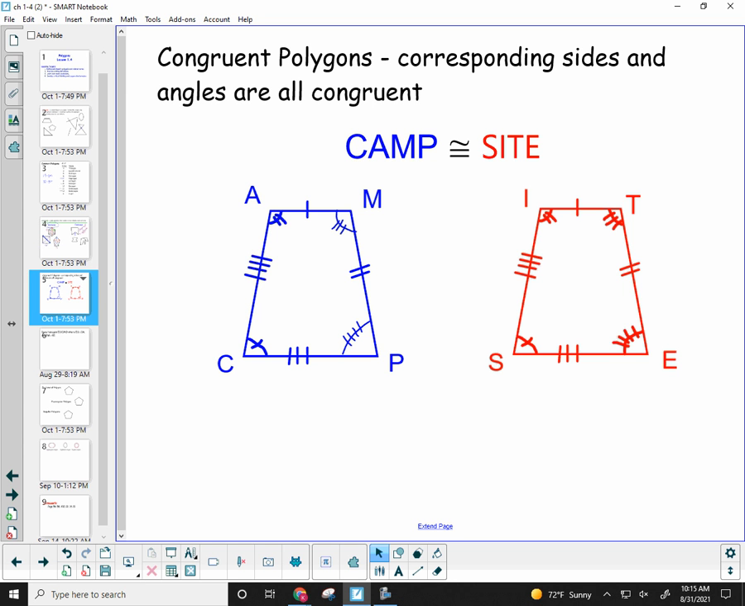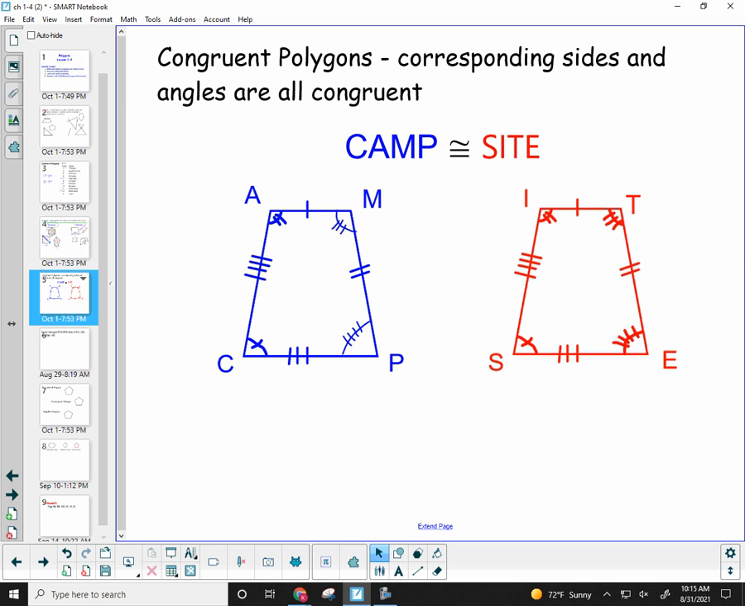Okay, so if I go C, A, M has to continue to go around the figure in a circle. So that's why I went CAMP. I cannot zigzag back and forth. We're going to practice that in a minute. Same thing here, right? S, I, then T had to continue around the circle, E, and then back to S.